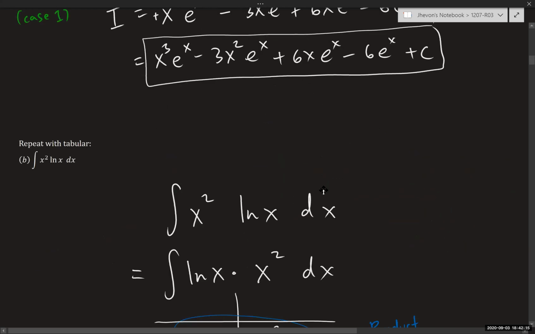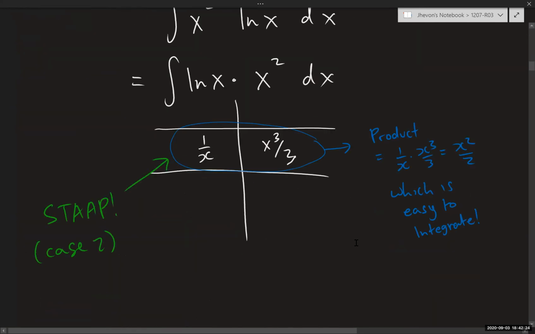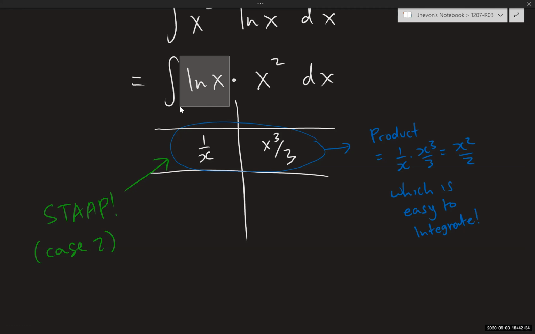This means you're in case 2, which I mentioned up here. The product along a row is easy to integrate. So here, I know I'll never hit 0, and I'll actually never get a repetition, because once I lose the ln, it's never going to pop back up. So I'll never get back the original integral here. So instead, I'm looking for a row. The moment I see a row that I know I can integrate easily, I would stop.